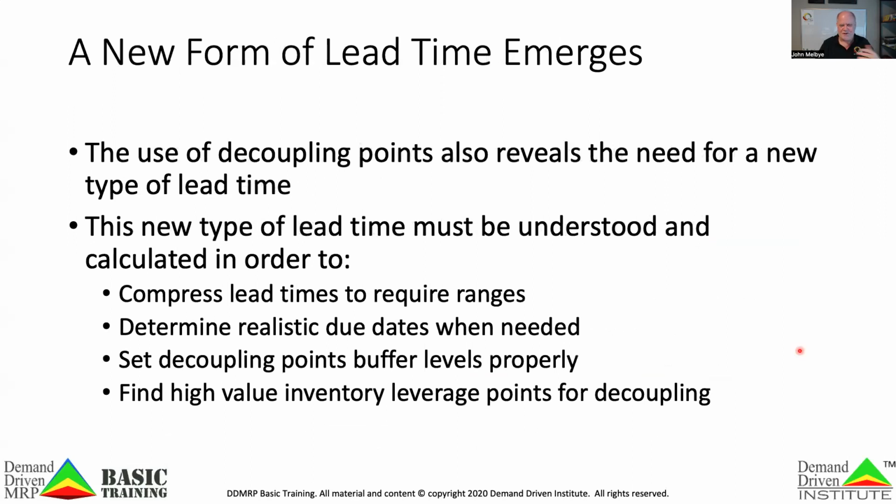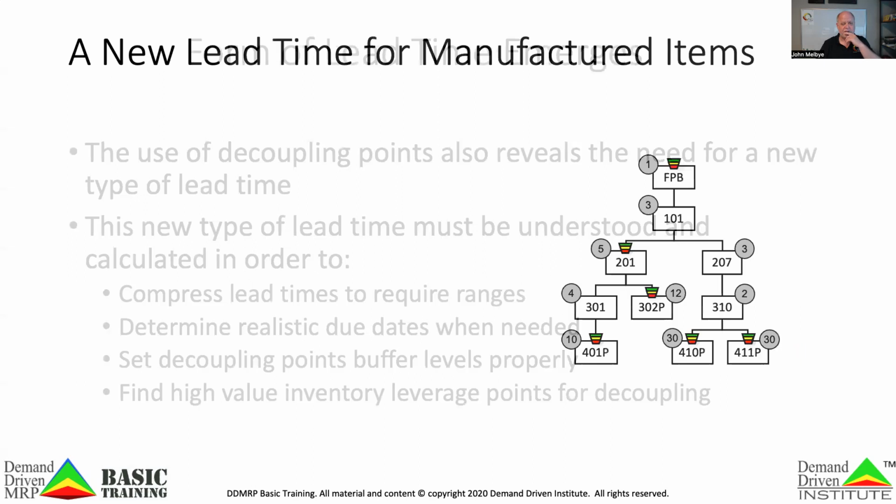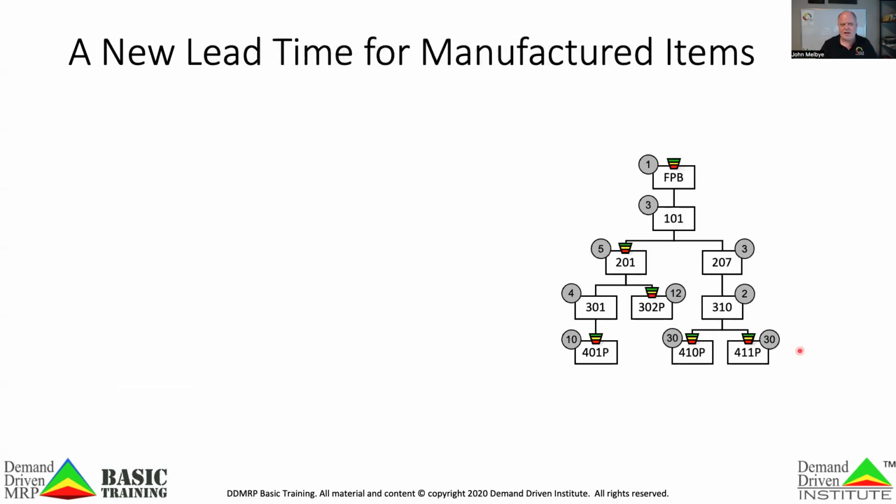And what that means is, we've already talked about a decoupled lead time. We need a new kind of lead time. That decoupled lead time is used to compress the lead times to the required ranges, to determine realistic due dates when someone calls and asks you what's the due date or what's the time frame it will take to produce that item. It helps us to set the decoupling point buffer levels properly, and it helps us to find the high value inventory leverage points for decoupling. We need a new kind of lead time for manufactured items, because our traditional planning systems only know about certain types of lead time.